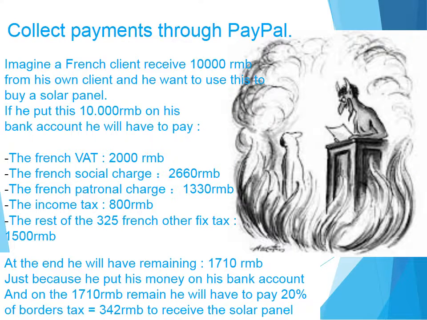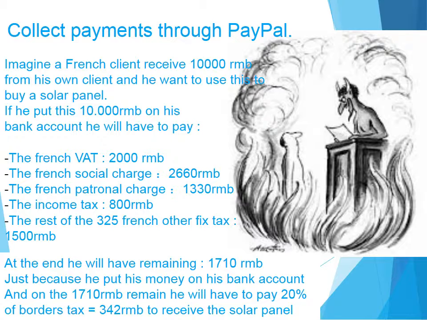So imagine, I will explain how it works in France, for example. In France, if you want to sell a solar panel at 10,000 RMB, a French guy needs to receive 10,000 RMB somewhere to be able to have this money and give it to you to buy your solar panel. So when he receives 10,000 RMB, he will pay 2,000 RMB of VAT, the value added tax.